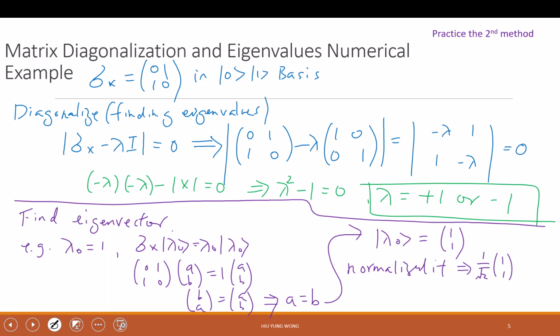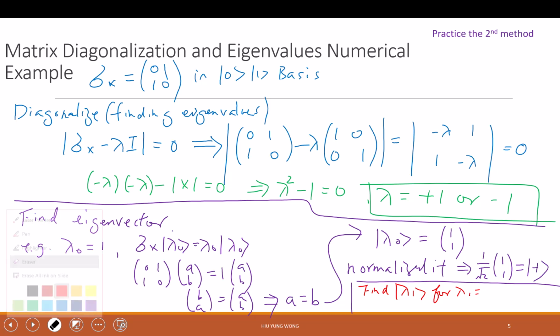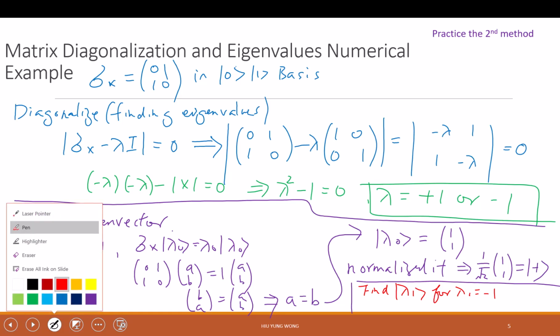One, 1. And if you remember, this is the plus state. Okay, and do it yourself at home. Find lambda 1 for lambda 1 equal to negative 1. And you should know what it is, right? Anyone remember what is the eigenvector corresponding to eigenvalue of negative 1? Or the other eigenvector? 1 by root 2, 1 minus 1.